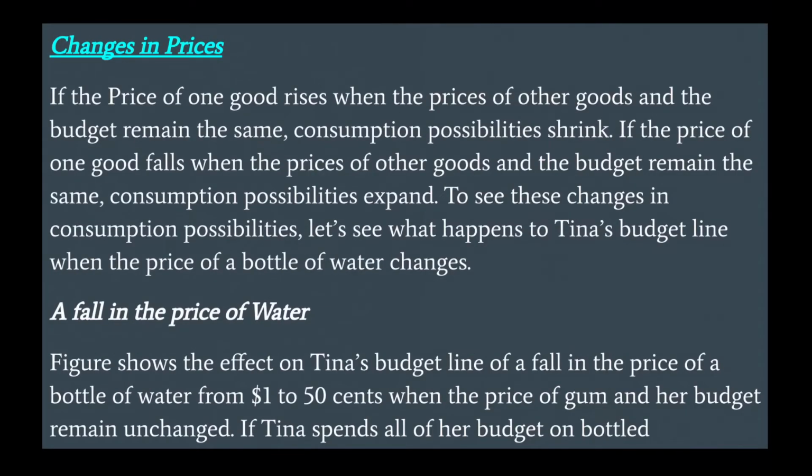Changes in prices. If the price of one good rises when the price of the other good and the budget remain the same, the consumption possibilities shrink. If the price of one good falls and the price of the other good and the budget remain the same, consumption possibilities expand. To see these changes in consumption possibilities, let's see what happens to Tina's budget line.